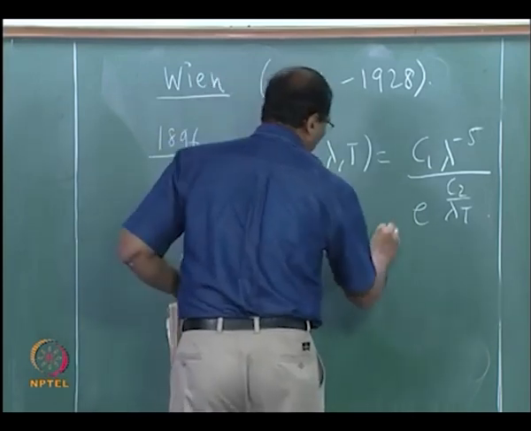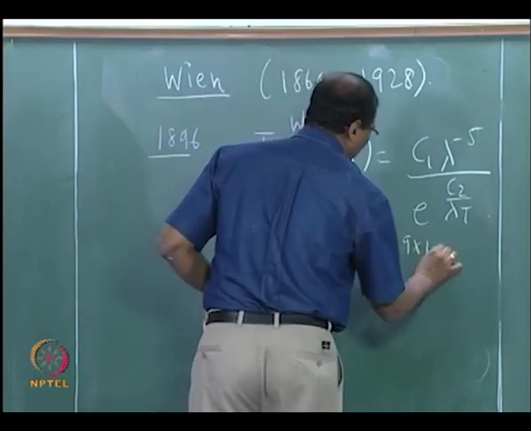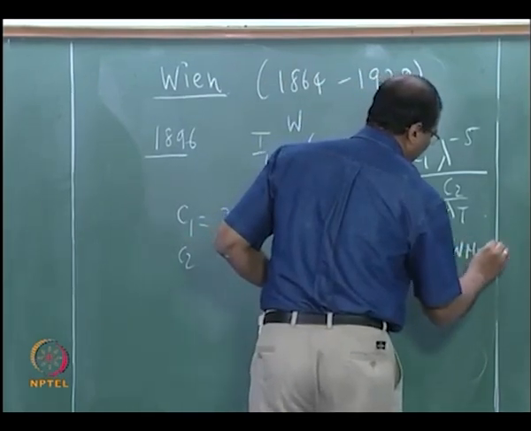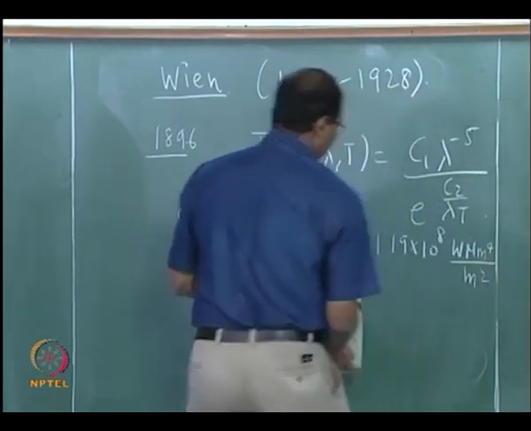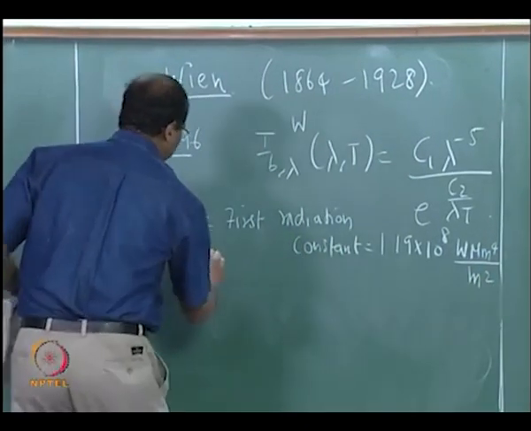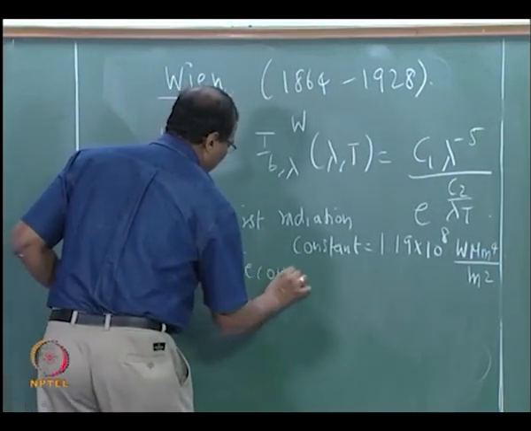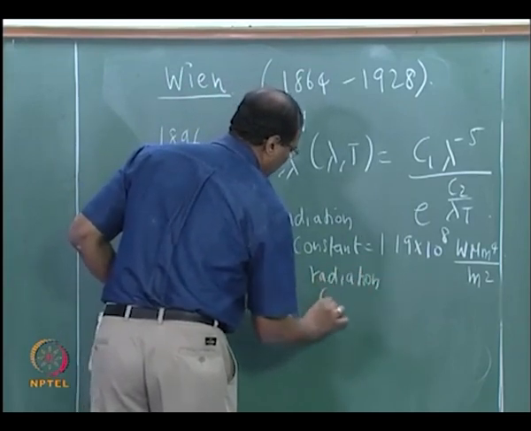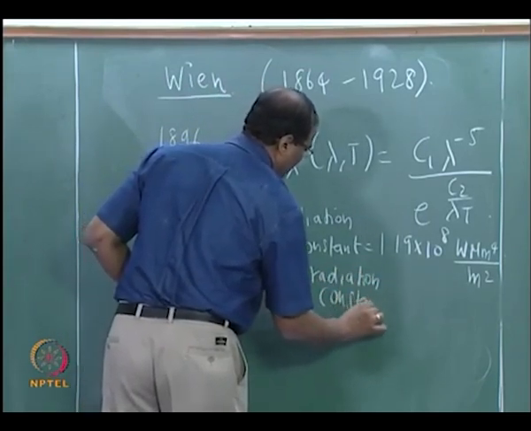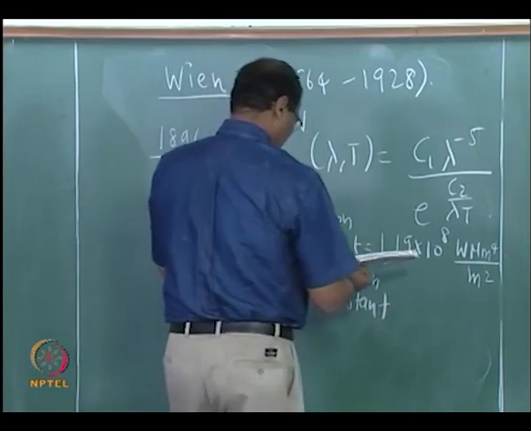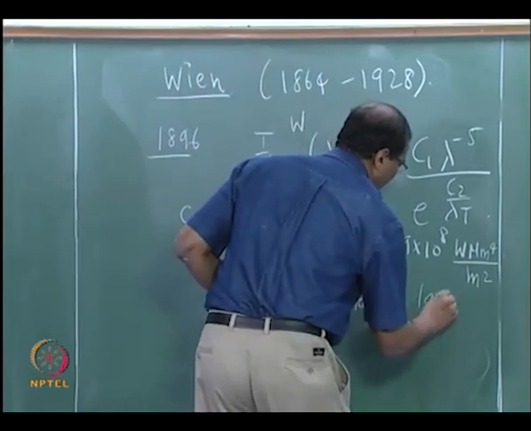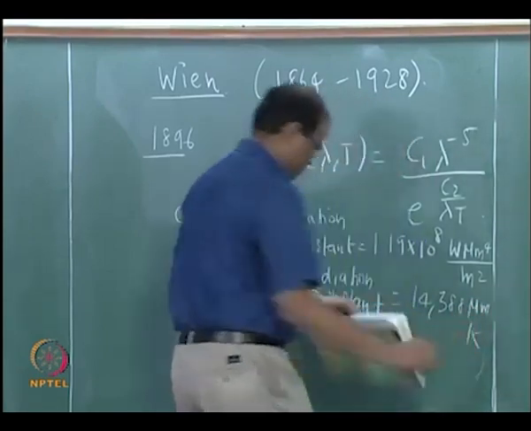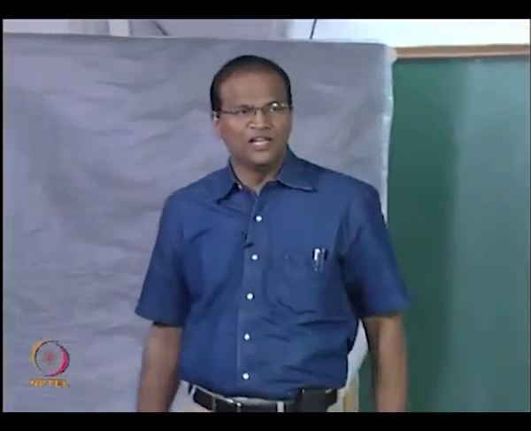C1 is given by 1.19 times 10 to the power of 8 watts micrometer to the power of 4 per meter square. C2 is the second radiation constant, 1438 micrometer Kelvin.